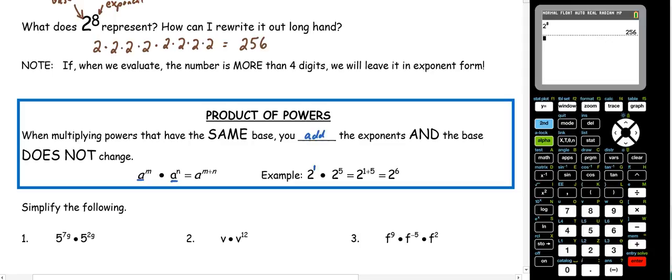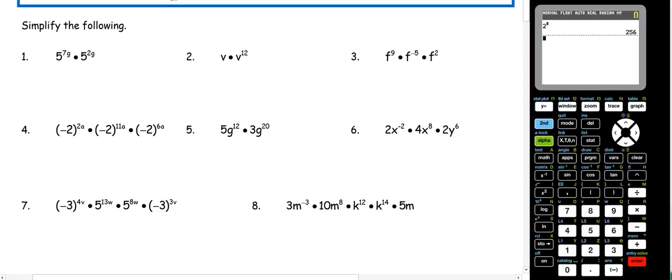So let's use this idea on a couple of these problems. So number 1, we have 5 to the 7g times 5 to the 2g. So 5 is going to stay as our base, and we're going to add our exponents. 7g plus 2g, which gets us 5 to the 9g. Number 2, v times v to the 12th. So remember, if we just have a v, it has an exponent of 1. So our base is v. We have 1 plus 12, which gets us v to the 13th.